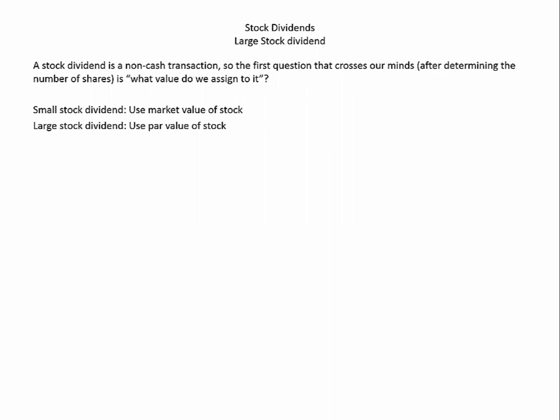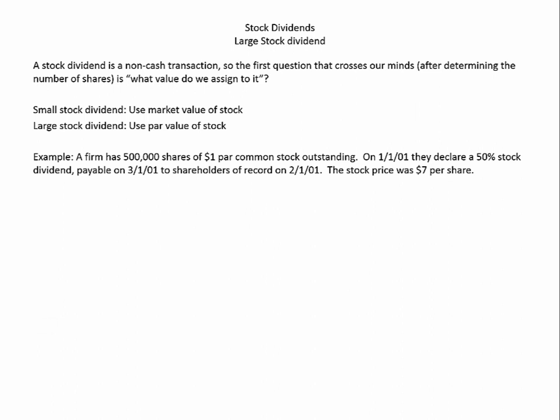So again, let's do a large stock example. Let's assume a firm has 500,000 shares of $1 par value common stock outstanding. On January 1st, they declare a 50% stock dividend payable on March 1st to shareholders of record on February 1st, and the stock price was $7 per share. First, we need to figure out how many shares are going to be issued. There are 500,000 shares outstanding. We're going to issue an additional 50%, so we're going to issue 250,000 shares.